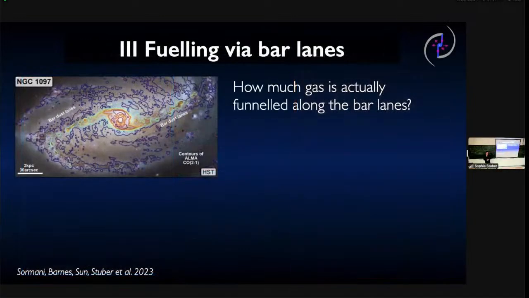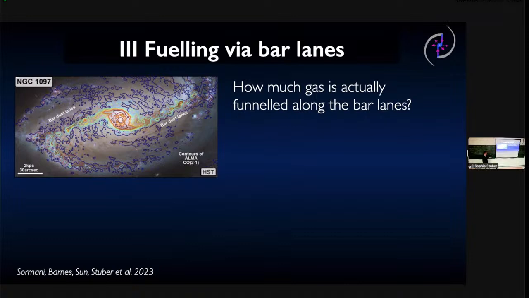Okay, with that, I want to come to the third part of this talk. Now, looking at all these bar lanes, what we see is gas on these lanes that is transported to the center. Gas that is funneled to the center. So of course we also want to ask the question how much gas is actually moving to the center, how much gas is funneling there.